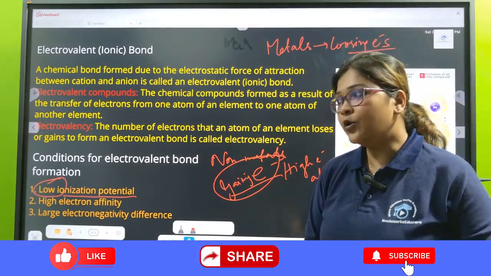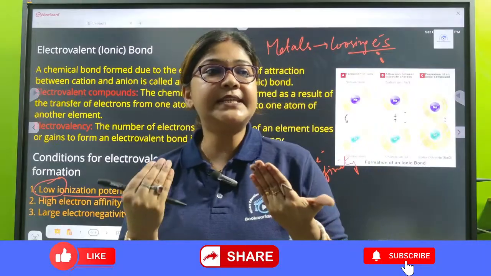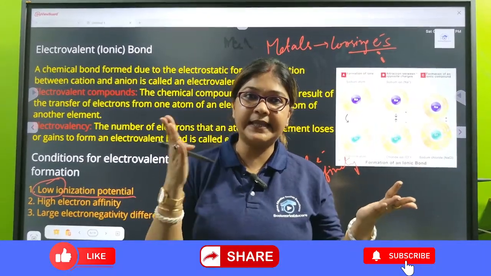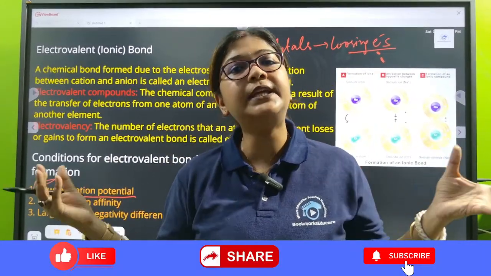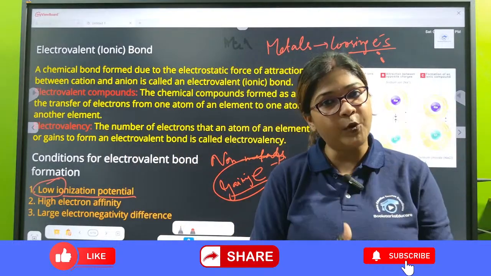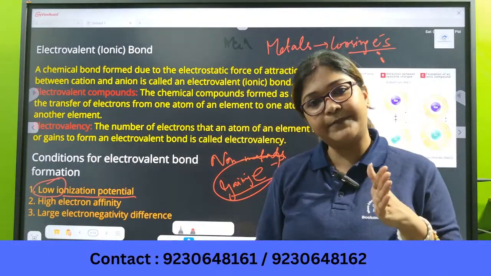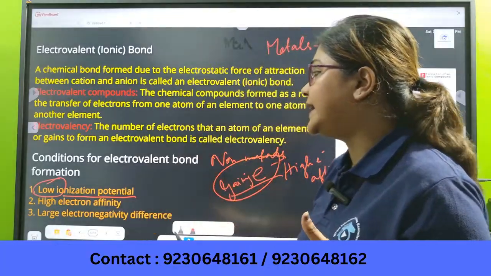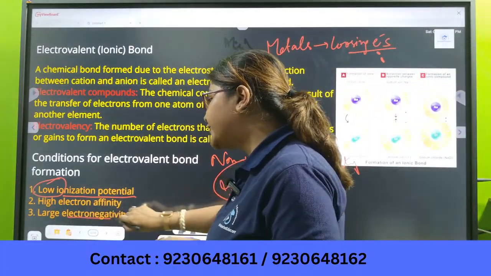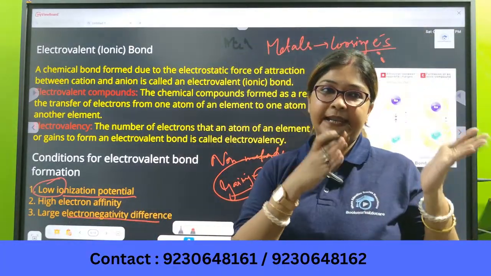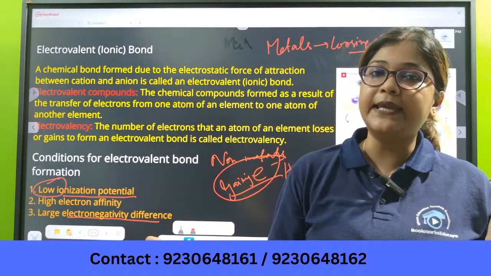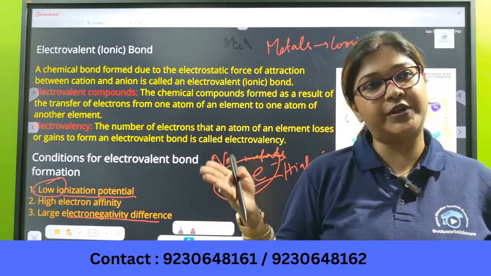Okay. Now, if the electronegativity difference between the anion and the cation is huge, then only the pull or attraction will be more to form a stable electrovalent bond. That is why the anion and cations should have a large electronegativity difference.